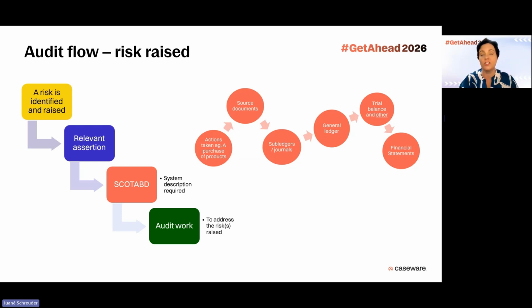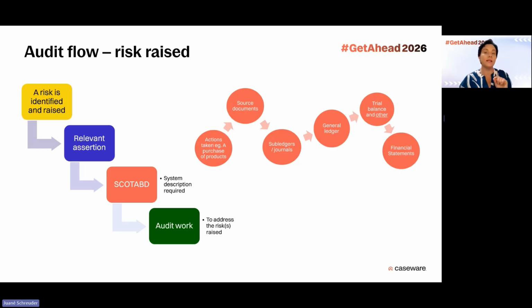We also have a so-called SCOTABD, or the long word, a significant class of transaction, account balance, or disclosure. So a SCOTABD is a significant line item, account balance, class of transaction or disclosure. It doesn't have to be just a number in the balance sheet. It can also be a disclosure. Now, significant does not mean significant risk. It does not mean material. All significant category means is that there is a risk raised and there is a relevant assertion linked to it.